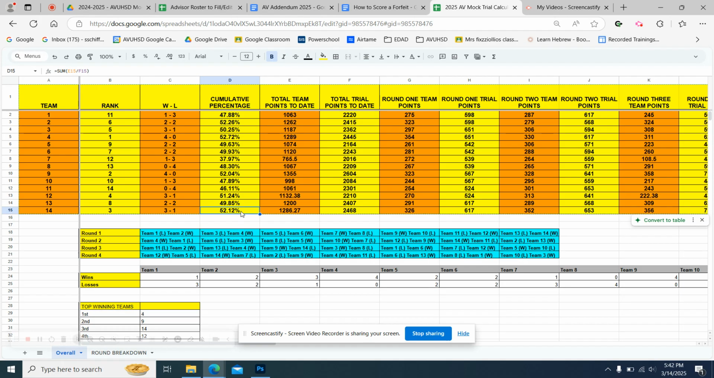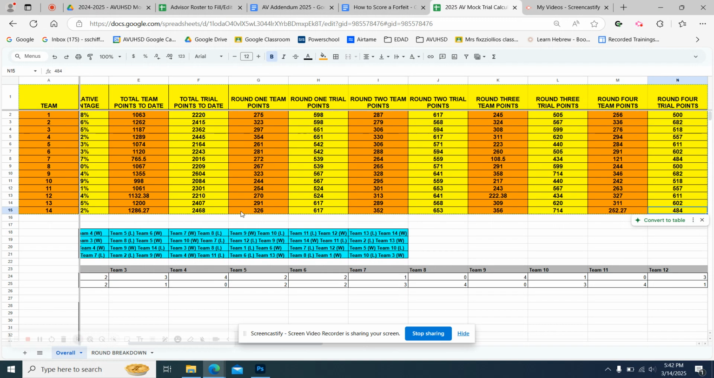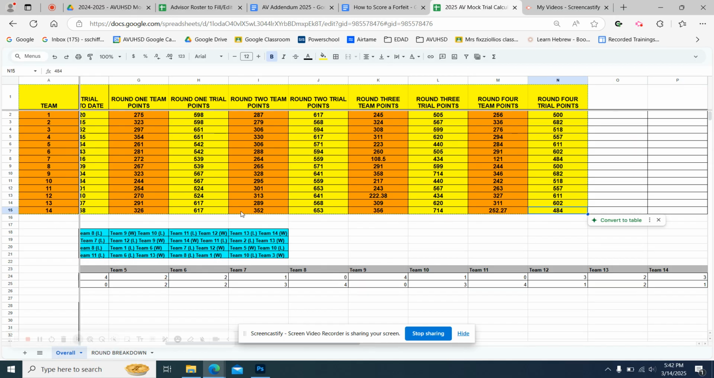So just taking a look now back at the numbers over here, 52.12% was the number that we wanted to end up with for Team 14. So Team 14 maintains their cumulative percentage, and they got 252.27 points out of the 484 points in that round.